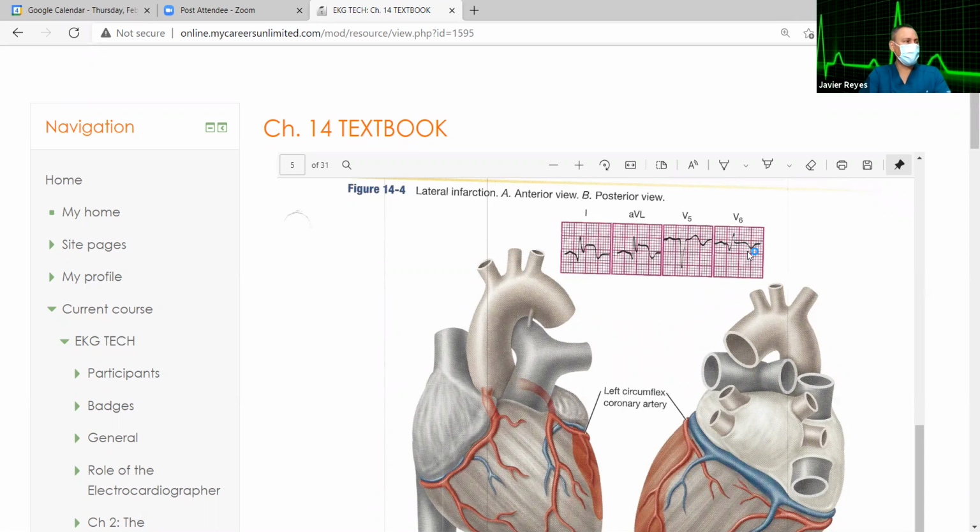What is happening here, or what is not happening, when there's an inverted T wave? Repolarization. There's no repolarization. The ventricles are not being allowed to repolarize or refill. So what kind of heart attack is this?